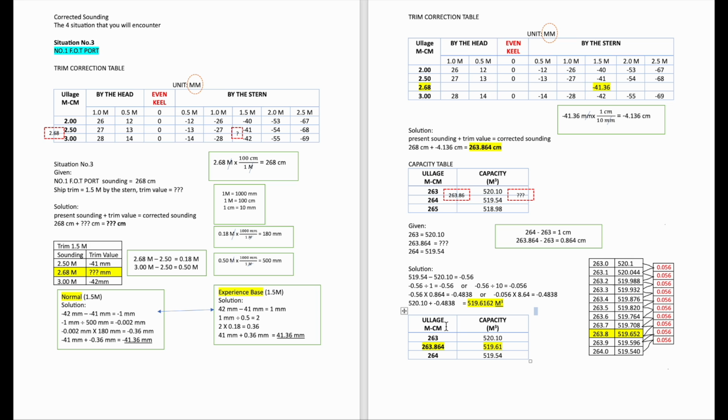So now in the ullage and the capacity, we have now the value of 263.864. The value of that is 519.61. As you can see here, I also made a table so that we can imagine and visualize that our answer is correct. In 263.8, we have the value of 519.65. Here, the value in 263.864 is 519.69. So it's almost the same. And as you notice, in each graduation of this table, we have the difference of 0.056.